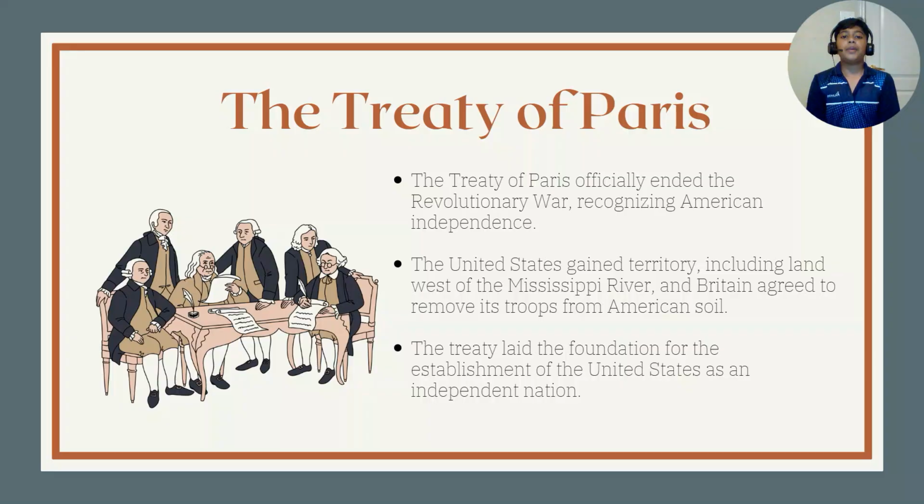The Treaty of Paris. The Treaty of Paris officially ended the Revolutionary War, recognizing American independence. The United States gained territory, including land west of the Mississippi River, and Britain agreed to remove its troops from American soil. The treaty laid the foundation of the establishment of the United States as an independent nation.